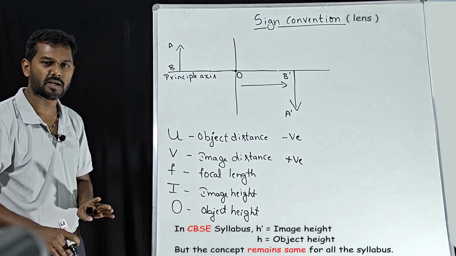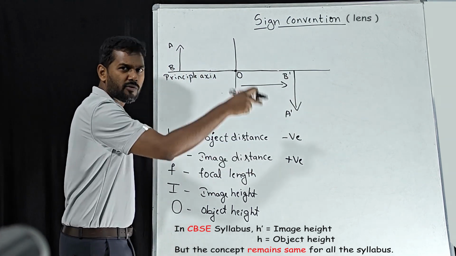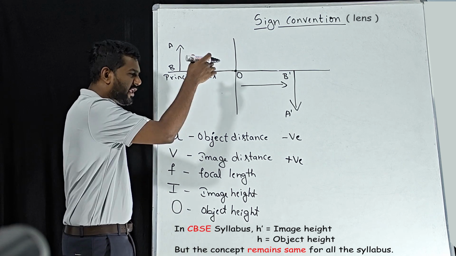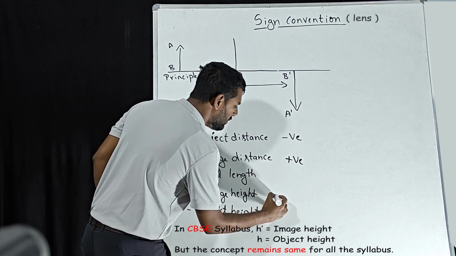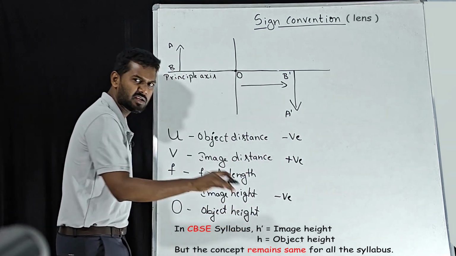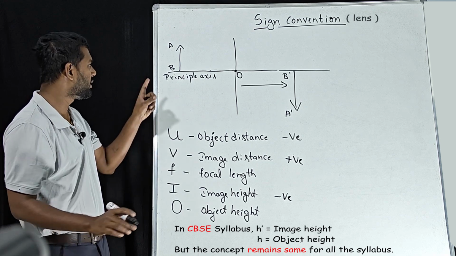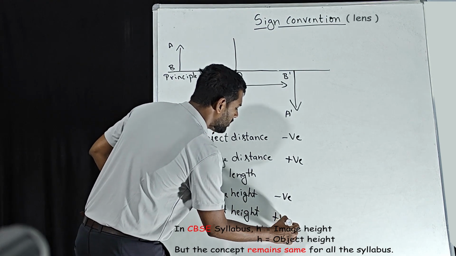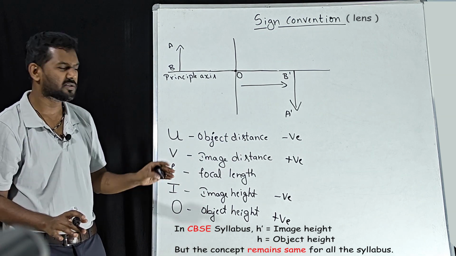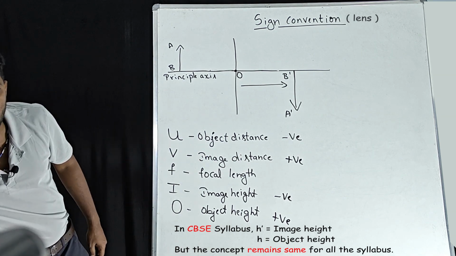Next, image height. Where is the image? This is the image. Image height is facing downward, correct? If it is real, it will always be facing downward, so image height will be negative because it is facing down. Object height, I told you, is always positive because it will always be in the upward direction. So with the possible examples, we have found the values. Now we are going to conclude it. Very simple.